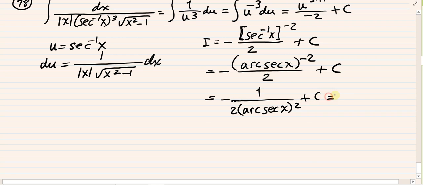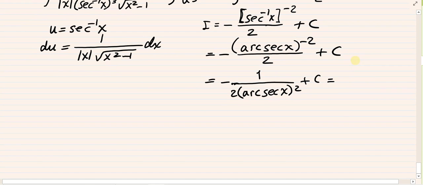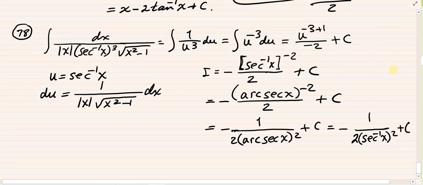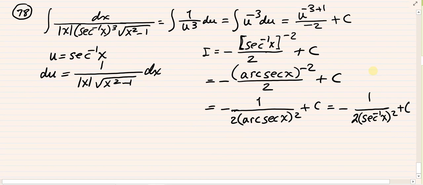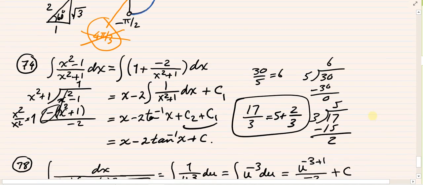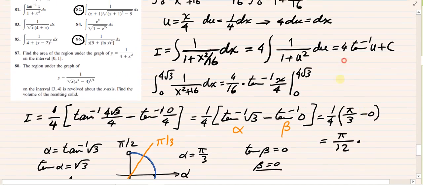And since the books don't write them like this, I'm going to follow what the book does. It's going to be written as 2 and then secant inverse x quantity squared plus a constant. And there you have it. So there's number 78. Okay, and that's my number 78. Let's take a look at another one.